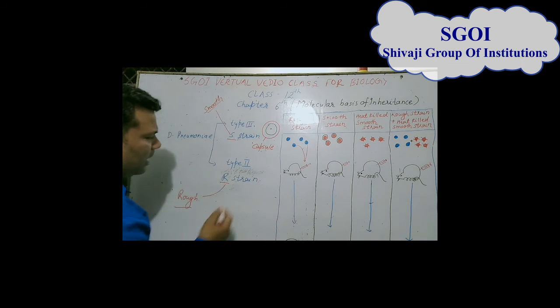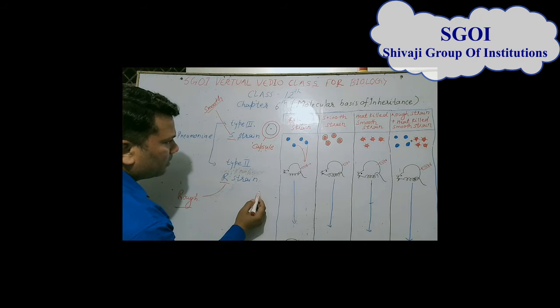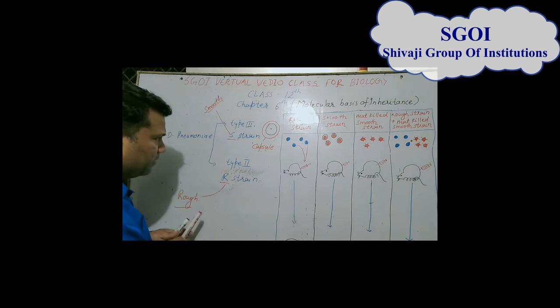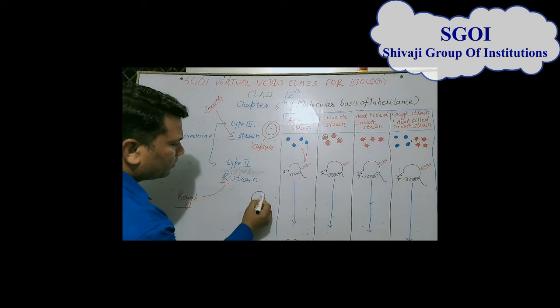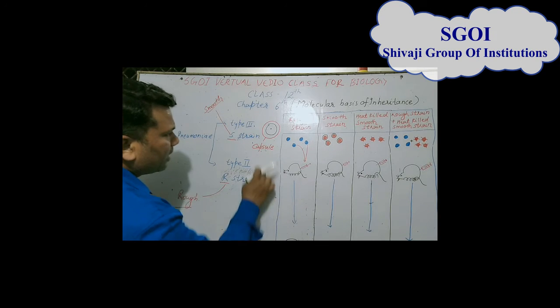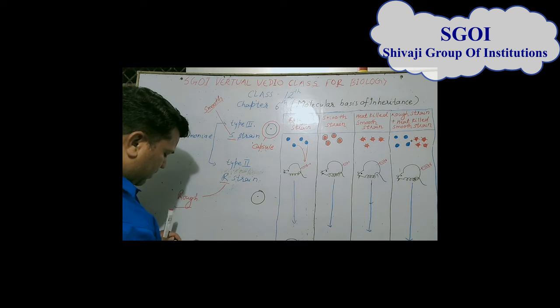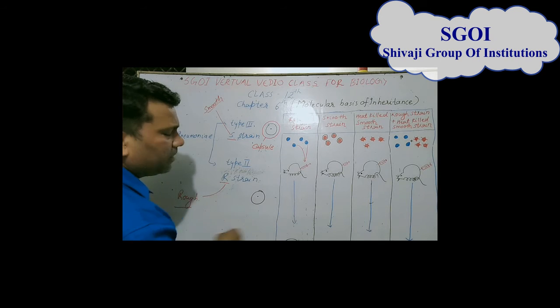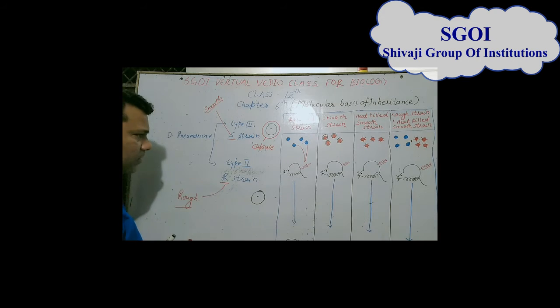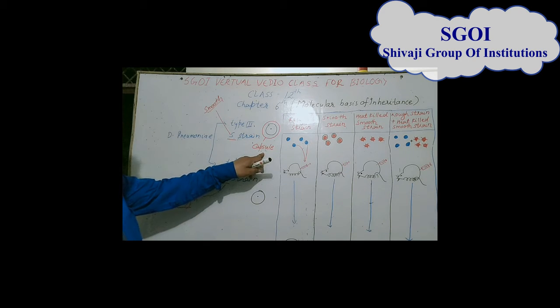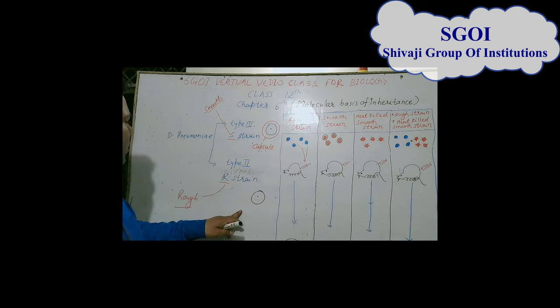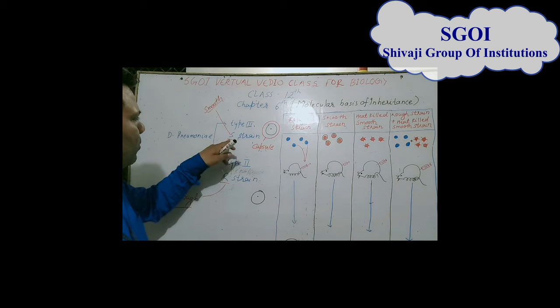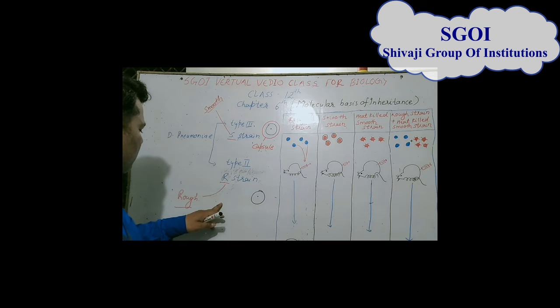But in a type 2 R strain, the bacteria does not have this capsule covering around it. So this is called capsulated Diplococcus pneumoniae and this is called non-capsulated Diplococcus pneumoniae. It is called S strain, smooth strain, and it is called R strain, rough strain.